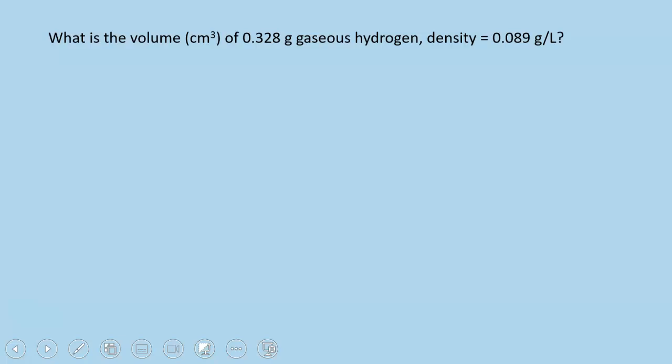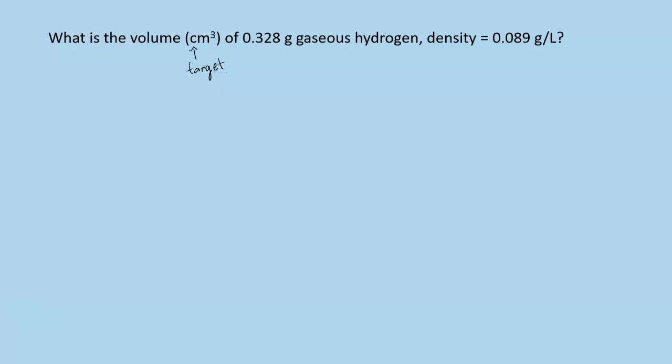So the question reads, what is the volume in centimeters cubed of 0.328 grams of gaseous hydrogen with a density of 0.089 grams per liter? So again, finding the target is the simplest. They're asking for the volume specifically in centimeters cubed. Okay, so those are my target units.